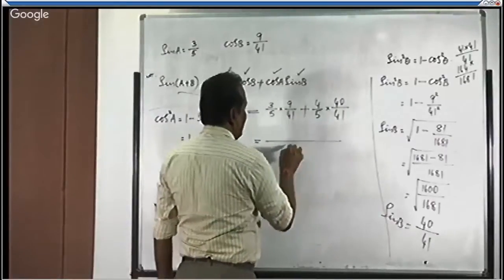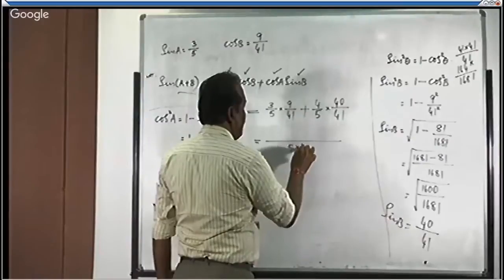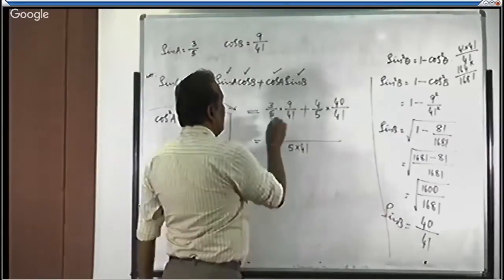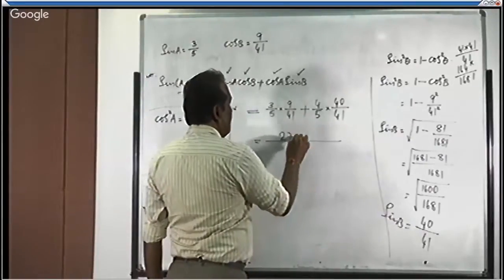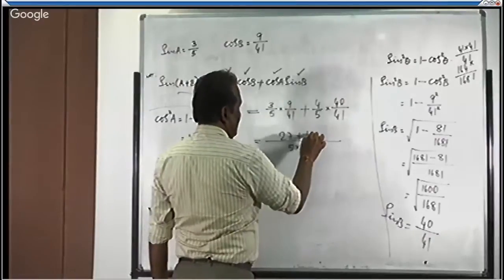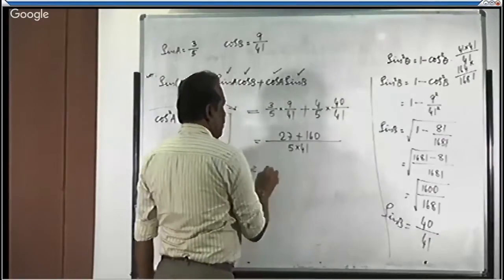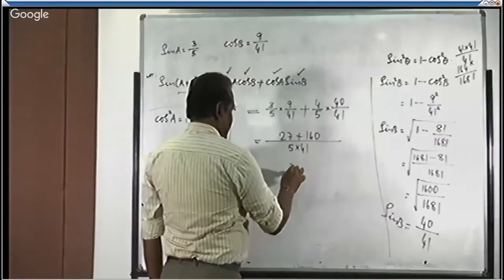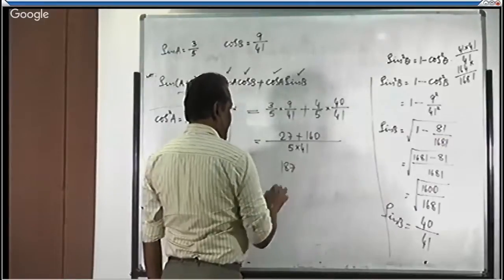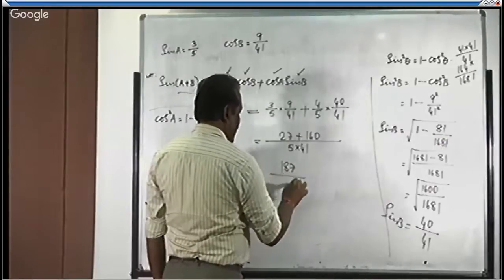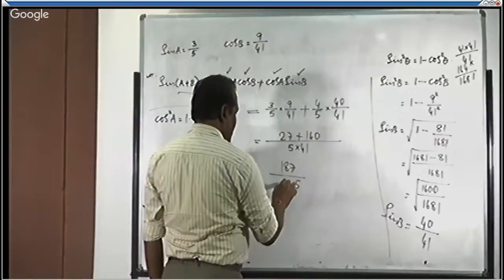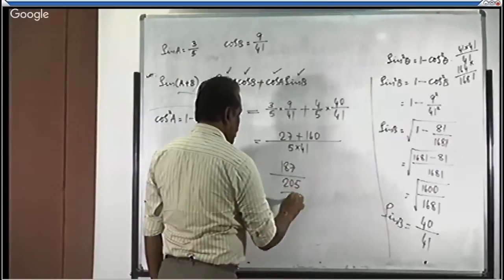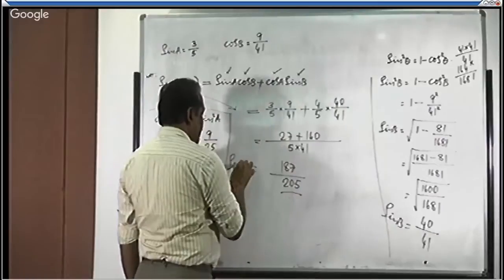simplification, the best thing is to take the LCM. The LCM is 5 into 41 itself. 9 3s are 27, 4 4s are 16, so 27 plus 160, which is 187, divided by 5 1s are 5, 5 4s are 20. So this is the value of sine of A plus B.